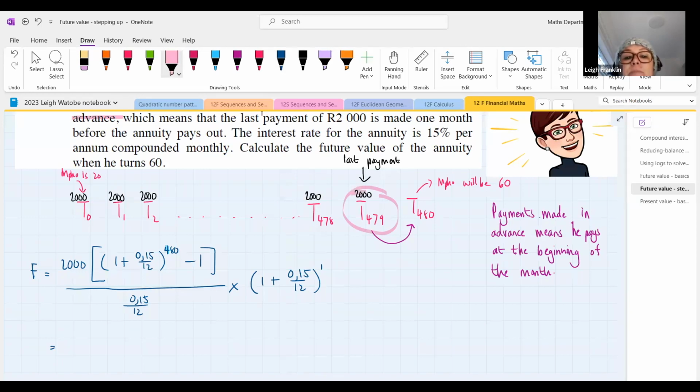T479, this payment of 2,000 Rand is made at the beginning of the month. It then stays there. There are no more payments after that. He's finished paying. And the money stays in the account for 1 month before he turns 60, and it earns interest. That's what this over here is about. It's this thing over here where it's staying in the account. Thank you, ma'am. Does that make sense? Yeah, it does. No problem. Cool. Pleasure.